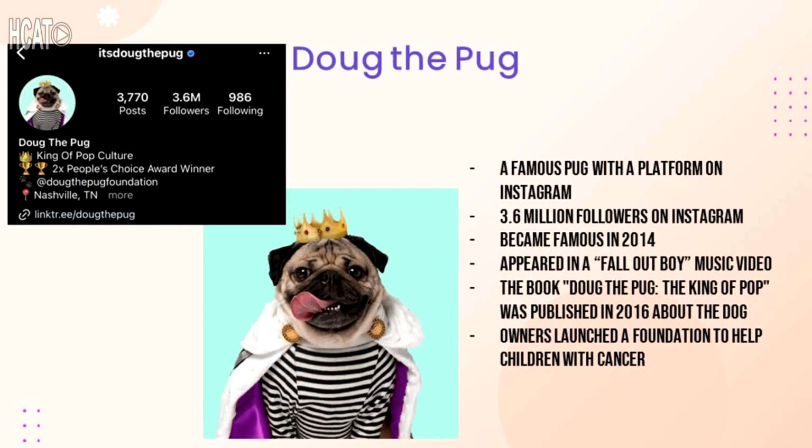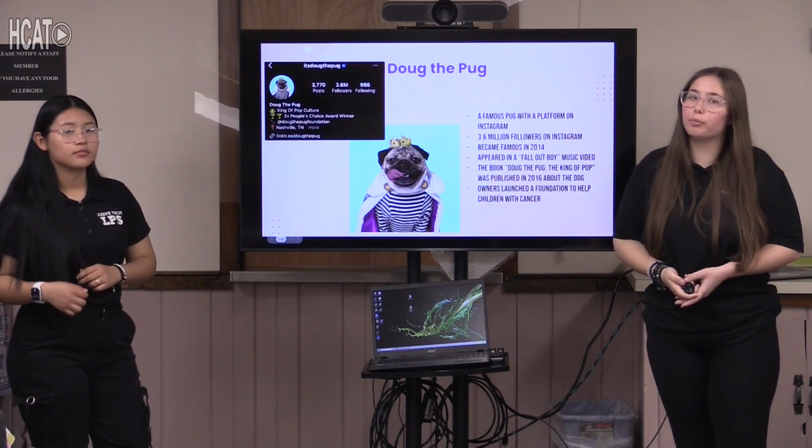Another one is Doug the Pug. This is the pug. He has 3.6 million followers. He became famous in 2014. He appeared in the Fall Out Boy music video. He also has a book out called Doug the Pug, The King of Pop, that was published in 2016. The owner is using the money that Doug the Pug makes to launch a foundation to help children with cancer.